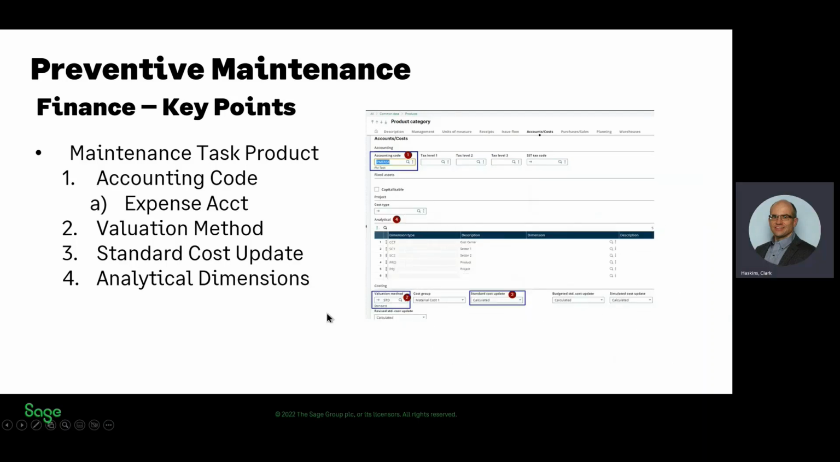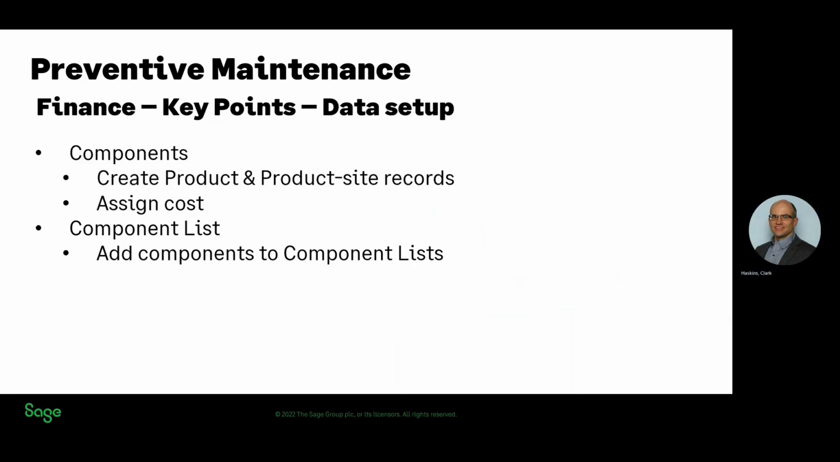Now we see in number 2, the valuation method is typically set to standard. Another option is average. If the valuation method is set to standard, we want our standard cost update set to calculated. Now, analytical dimensions can be added if needed. The defaults from this product category will flow to the product site records for the maintenance task products.